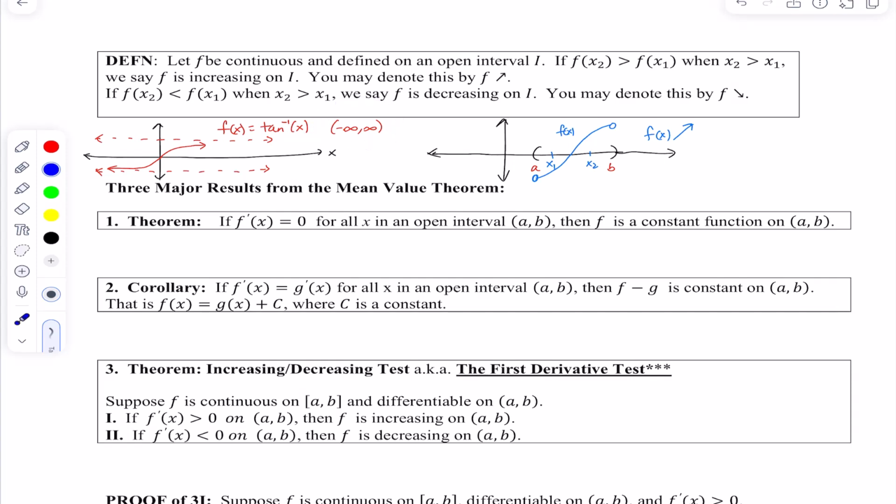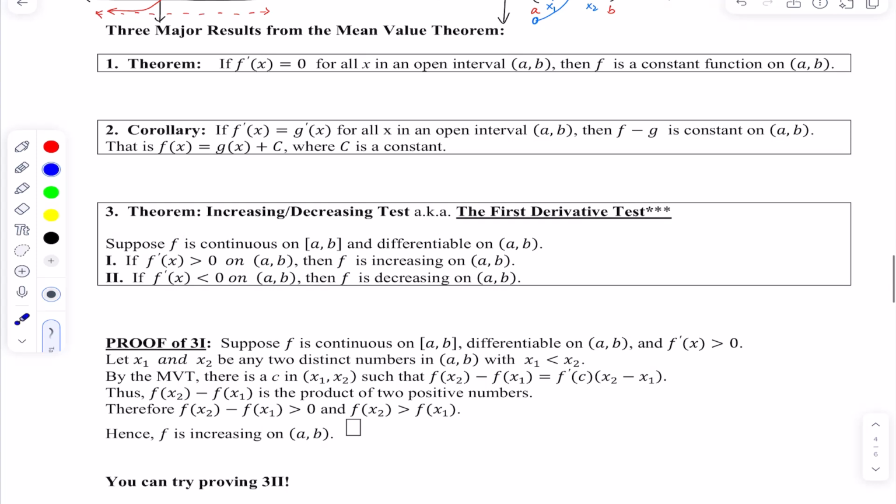So your open interval here can involve the entire number line. Now, generally speaking, if you're looking at the definition of increasing, here's a picture that could help you understand this a little bit more. I'll leave it up to you to draw a similar picture to resemble a function decreasing. Now, let's continue with the three major results from the mean value theorem. The first one is fairly obvious and extremely believable, right? So if the first derivative is equal to 0 for every single x in the open interval AB, then f of x must be a constant function on that AB.